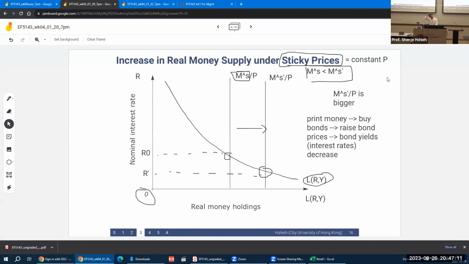So under which situation will we assume prices don't change? Usually when we do what's called short run analysis, right? The economic argument is that changing prices is costly for several reasons.